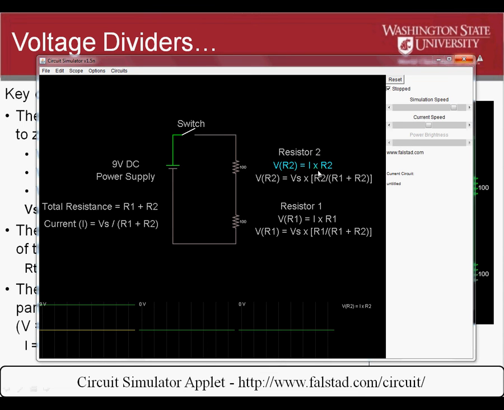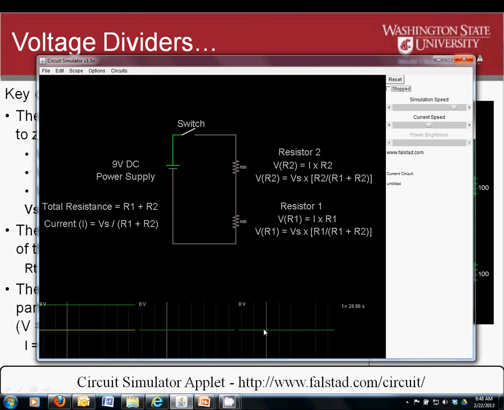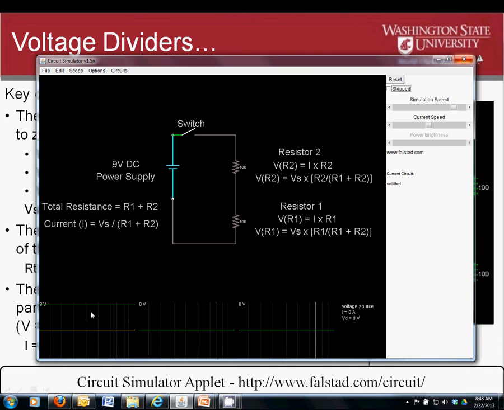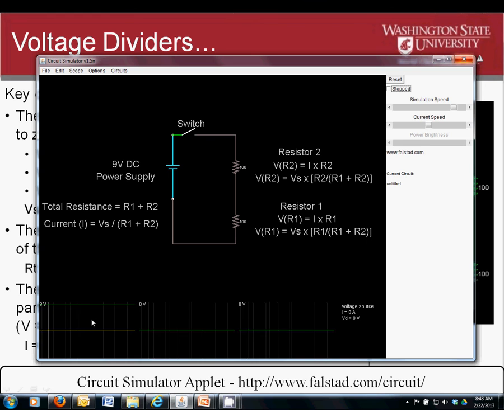Alright, this model is a 9-volt power supply and 200 ohm resistors again. The total resistance is the sum of these two, so we have 200 ohms of resistance, a 9-volt power supply. We should expect to see about 45 milliamps passing through this as a result. So let's start this working. You can see on the bottom of the screen, down on the left-hand side, we've got the power supply displaying its values, 0 current and 9 volts because the switch is open, and no voltage on either of the resistors.